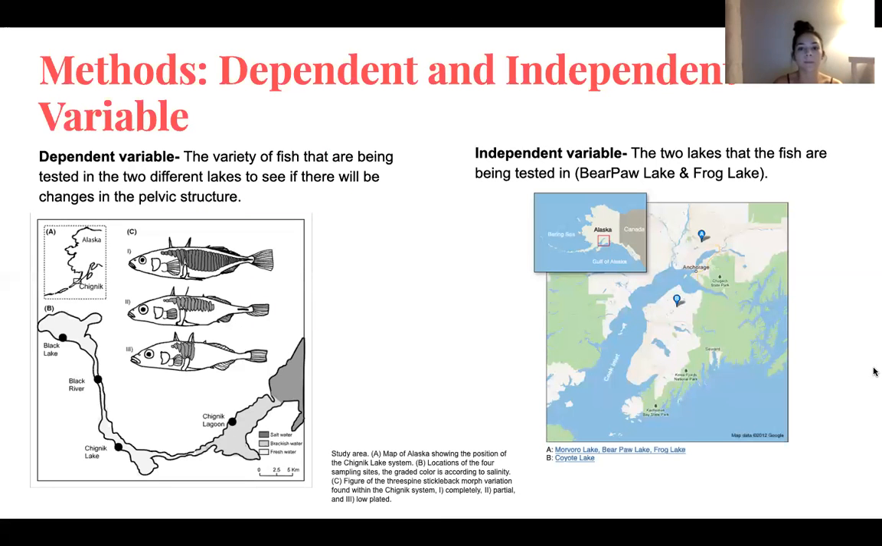Our dependent and independent variables are as follows. The dependent variable is the variety of fish that are being tested in the two different lakes to see if there will be changes in the pelvic structure, because that's the variable that's going to be affected in the experiment. The independent variable is the two lakes that the fish are living in, Bear Paw and Frog Lake, because these are going to be contributing any alterations in the pelvic bones.